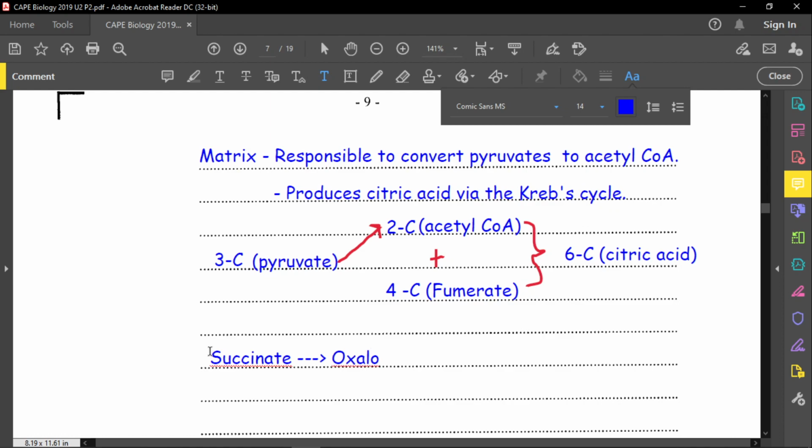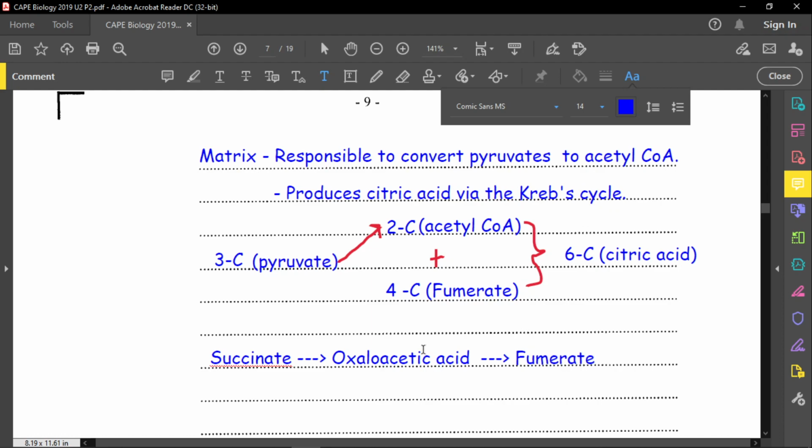So oxaloacetic acid will be another substance right there. And then, just to make a note of that, eventually it will form into the fumarate. So this is actually how the process takes place.